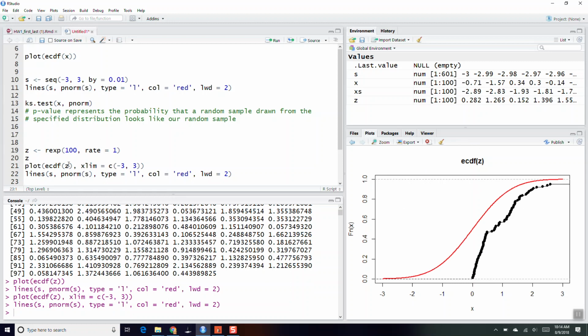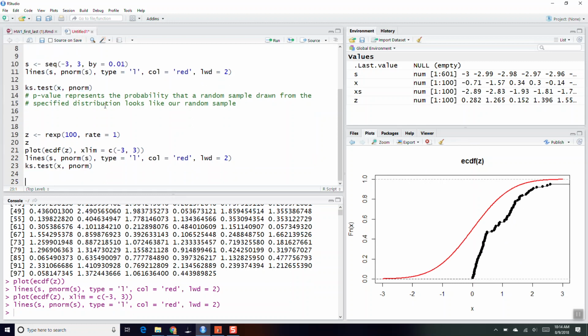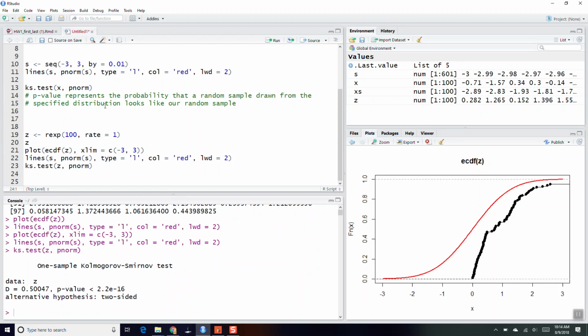right? And then if I run the Kolmogorov-Smirnov test here, using our data z versus asking to compare against the normal CDF, it gives me a p-value on the order of 0. And it says, if the data truly comes from the normal distribution, if we were to draw a random sample from the normal distribution, the probability of getting our data is practically 0, is what it's saying here.